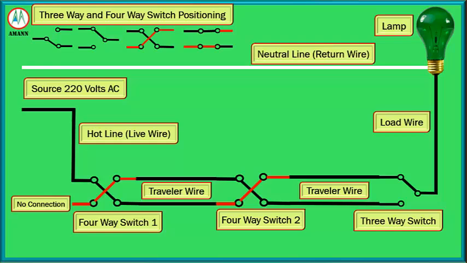Using the 2 4-way switches and 1 3-way switch provides flexibility and convenience in controlling lighting. It is a practical solution for enhancing accessibility in larger areas while ensuring safety and efficiency in home lighting design.